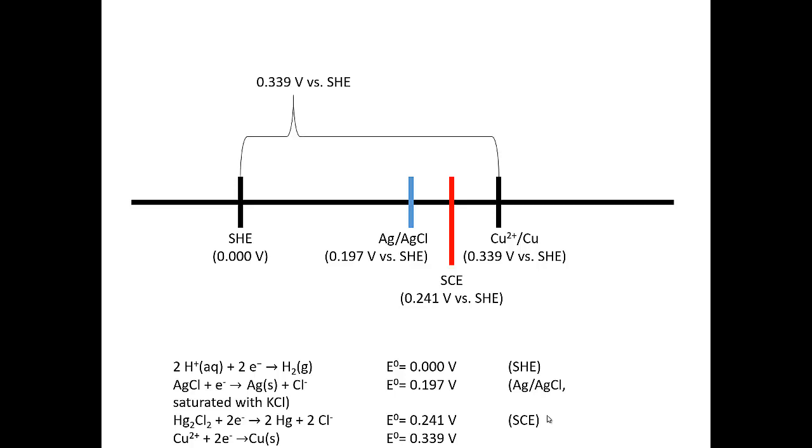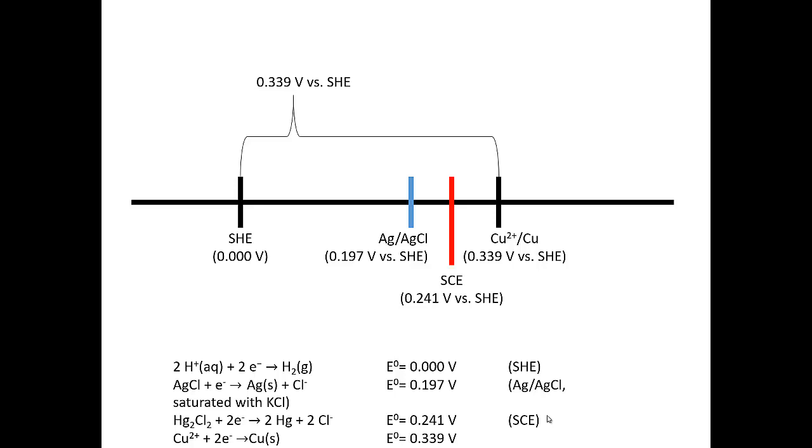So if I look at the difference between the standard hydrogen and the copper, it's going to show up at 0.339 volts. And I always draw this timeline because it just helps me out. It helps me figure out, should the number get smaller? Should it get bigger? What's going on? Because you can tell here that if I just took 0.339 minus 0, that gives me 0.339 volts.